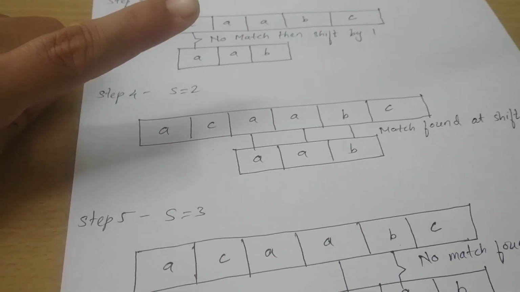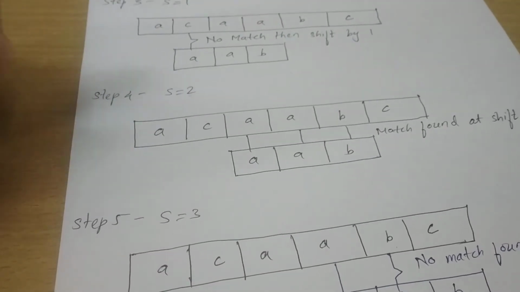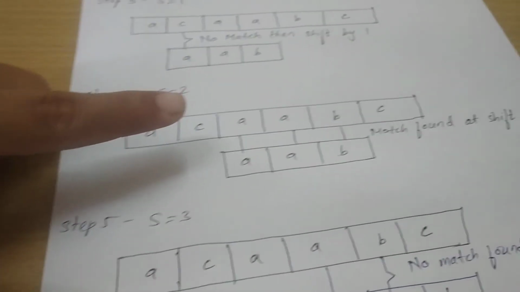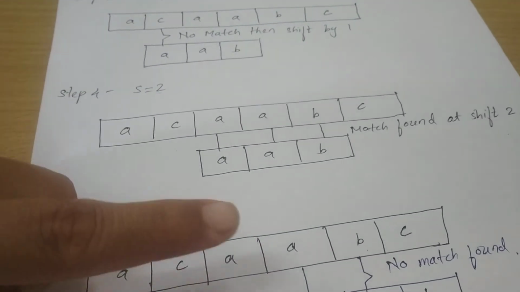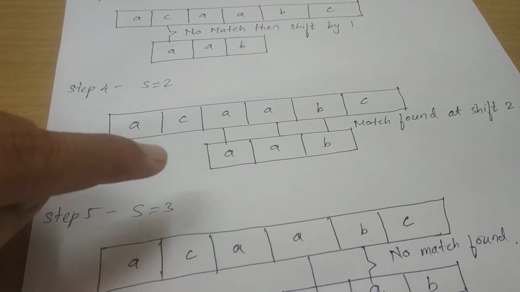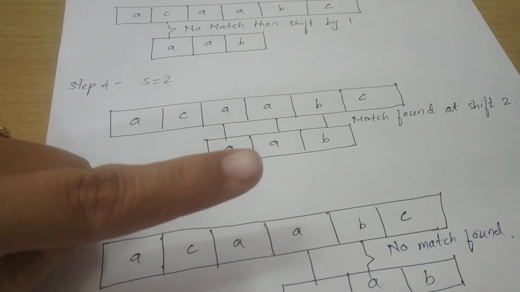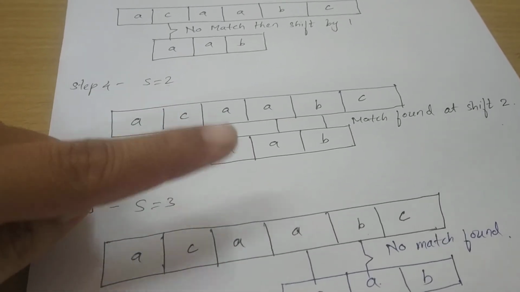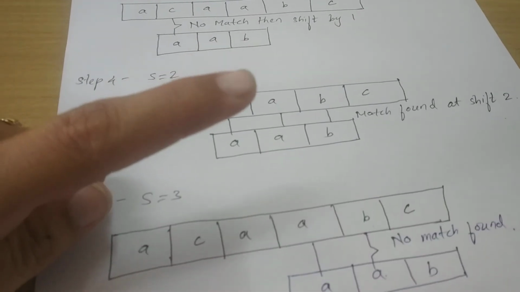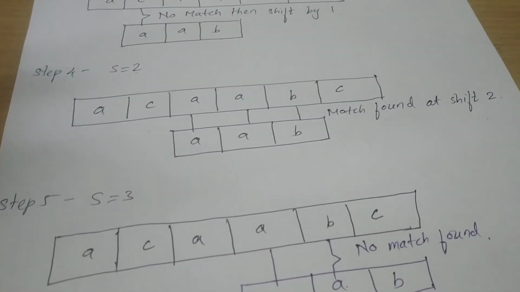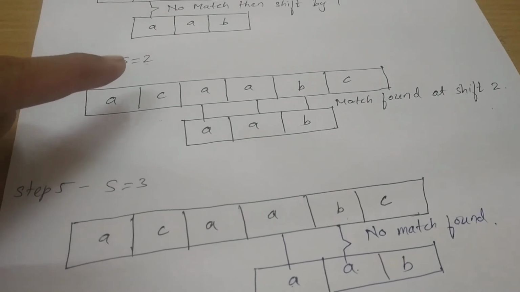Then we shift again by 1, so the value of shift is 2. Now the pattern is shifted by 2 positions. Again we search whether the pattern occurs in the text. Here all 3 alphabets are the same in sequence, so a match is found at shift 2.